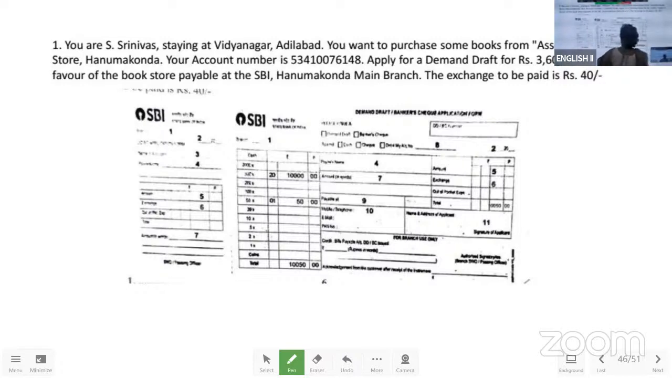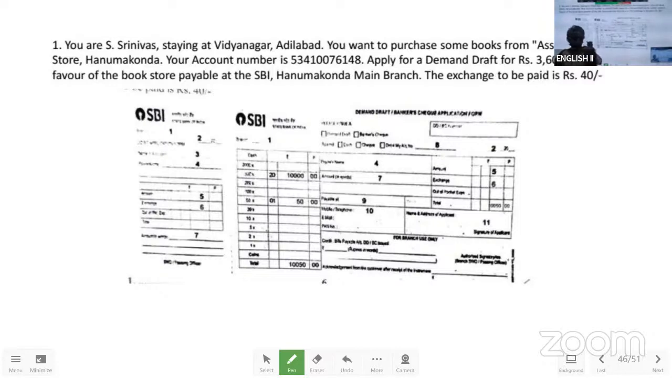Like take for example, you are Mr. S. Srinivas staying at Vidyanagar, Adilabad. You want to purchase some books from assorted bookstore, Hanamkonda. Your account number is so-and-so. Apply for DD, demand draft, for rupees 3,600 today, in favor of the bookstore, payable at SBI Hanamkonda main branch. The exchange to be paid is rupees 40.